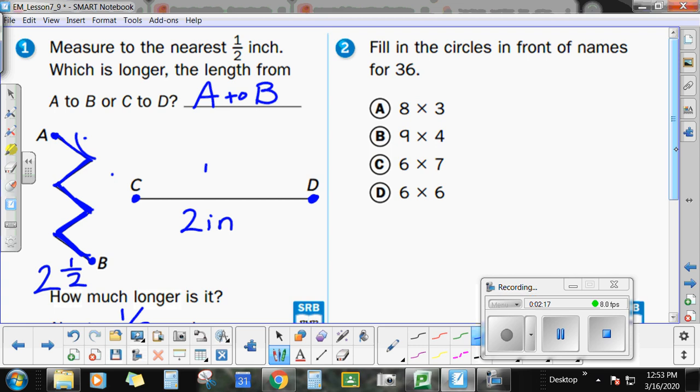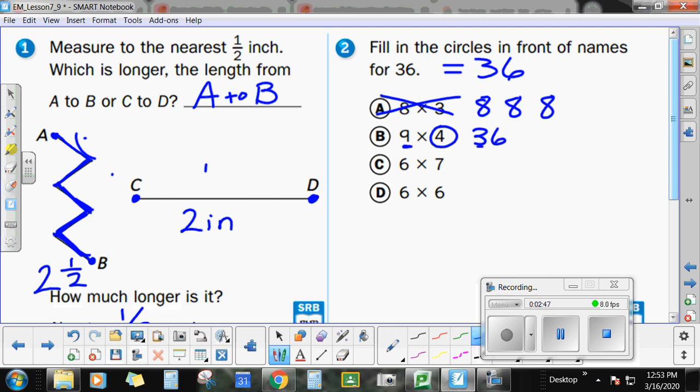All right, looking at number 2, fill in the circles in front of the names for 36. Remember, names for 36 just means it equals 36. Okay, 8 times 3, if I have 2 8s, that's 16. 1 more 8, that equals 24. All right, 9 times 4, what strategy did you use? Did you use the nines trick and take one off of 4 to make 3, and then 3 and 6 is 9? Okay, so 9 times 4 is 36. Or you could have used the 4 strategy and double. 9 and 9 is 18. 18 and 18 is 36.